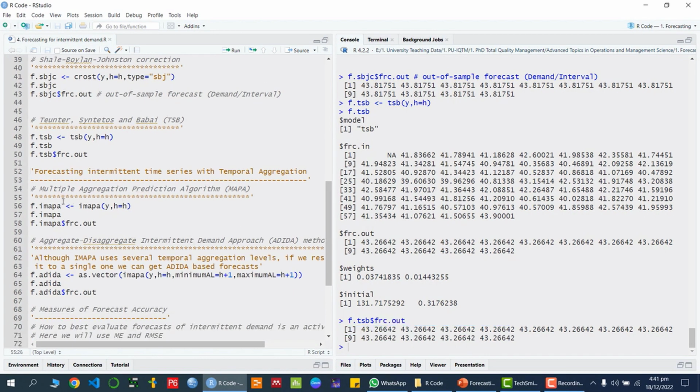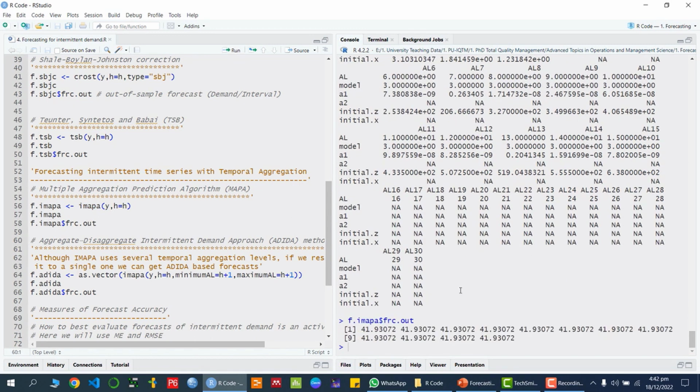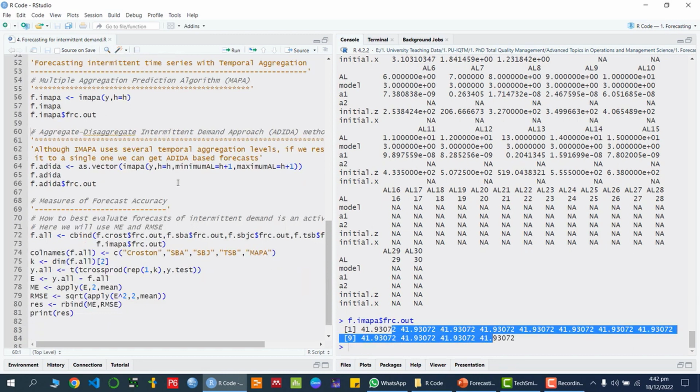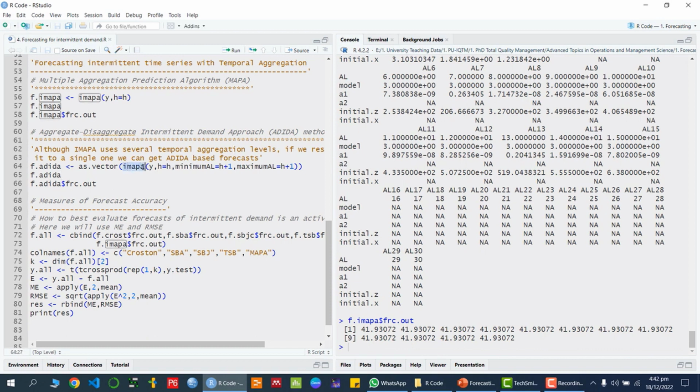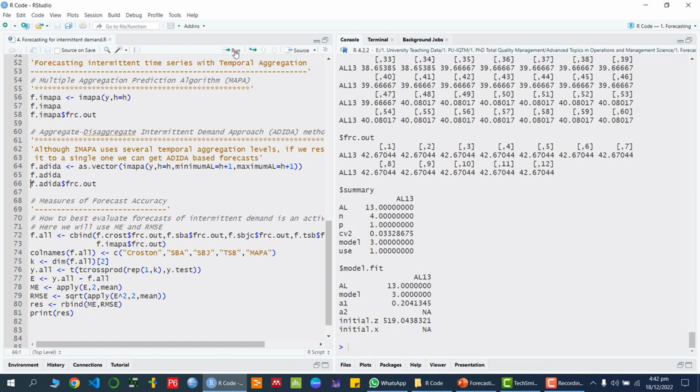First of all, I'm going to apply the multiple aggregation method that we can apply with the help of the function IMAPA from the same package, intermittent. If I run this one, we get the forecasted value. Similarly, I'm going to apply the intermittent aggregation level. We are saying make it as a vector, then the forecast horizon, and then the minimal and the maximum, which is basically h plus 1 and this one. So this is how we are applying these methods.